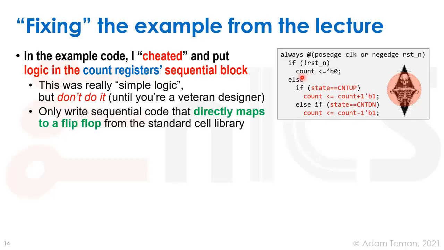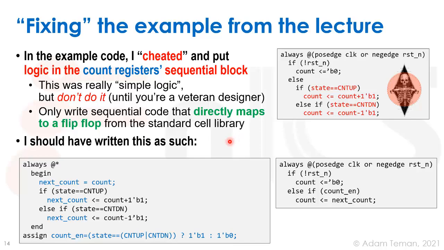We want to have this thing only map directly to a flip-flop from the standard cell library, and we don't know how to map this part into a flip-flop from a standard cell library. We need to put an adder over here, and maybe some sort of muxes or something like that. So I'm going to rewrite this now and show you how I should have written it according to the Avada Kedavra rule.